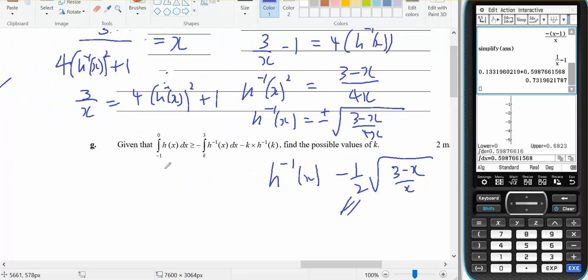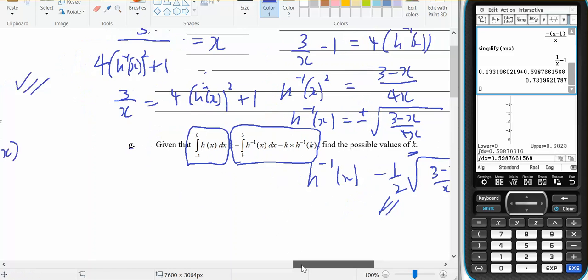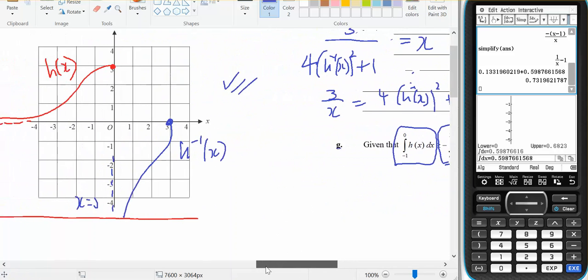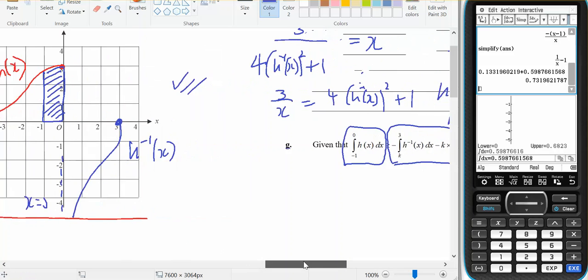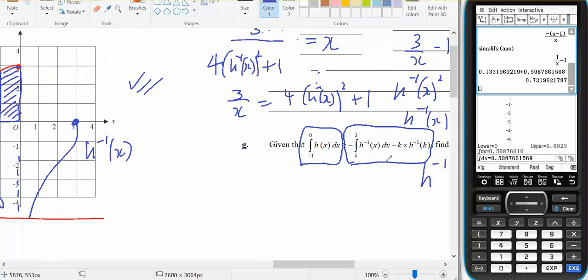And then lastly, given that this is bigger than this, find all the values of k. So let's have a little look at that. That is from negative 1 to 0. That's that area there. And that's going to be the integral from k to 3 of the inverse but negative.